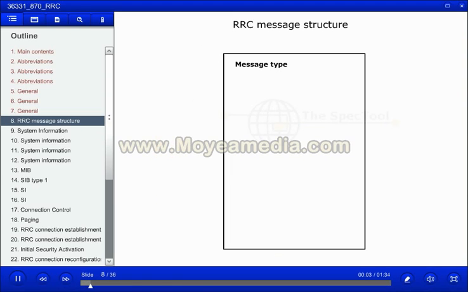RRC messages include information about message type. In this document, message types are marked in black with bold text. In the message, information elements are added, marked in black with plain text. But in RRC, information elements can be added into another information element like Russian dolls: IEs in IEs in IEs.